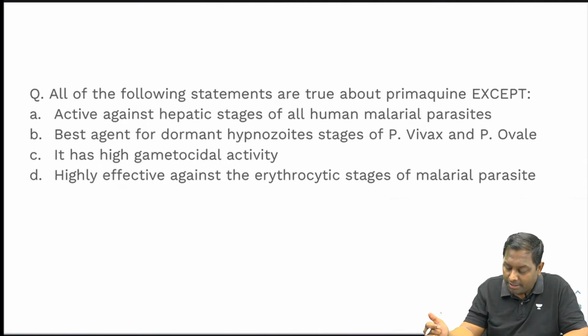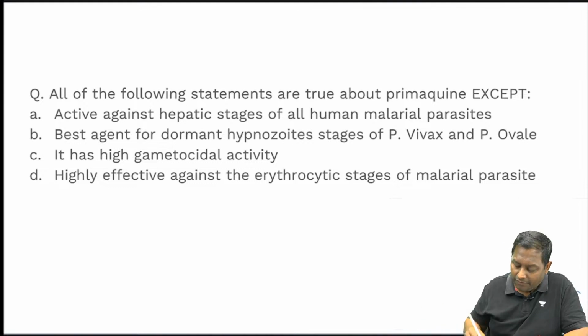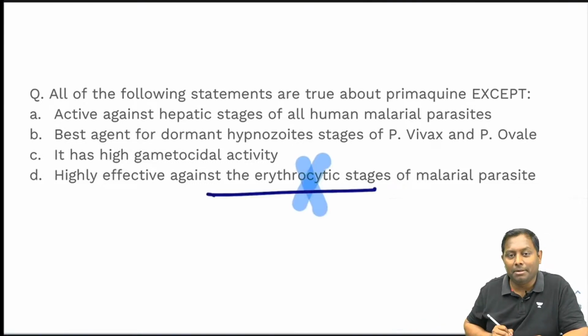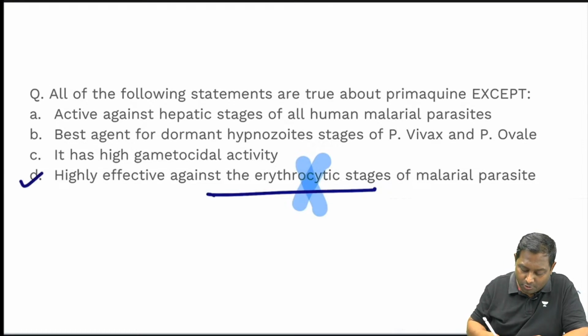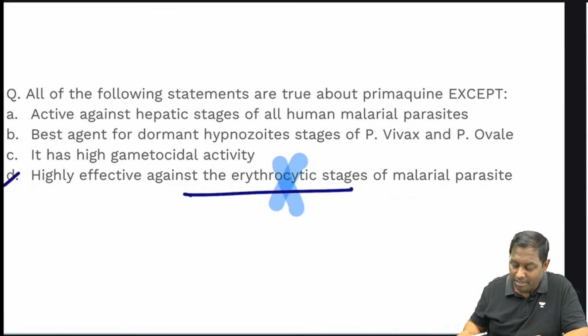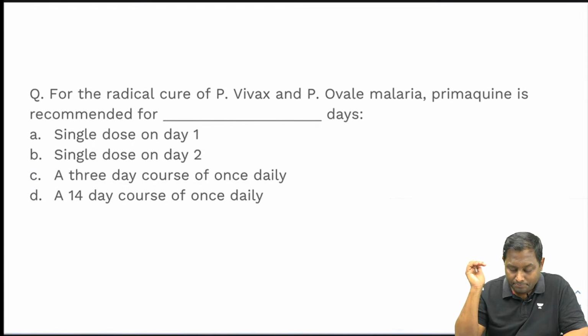All of the following statements are true about primaquine except. Primaquine is active against hepatic stages of all human malarial parasites, yes, that's a true statement. Best agent for dormant hypnozoites, yes, that is why we are using it for radical cure. It has high gametocidal property, yes. Highly effective in erythrocytic stage? Here the bell should ring, and you should be able to mark this. No, I told you, it's not effective for the erythrocytic stage.